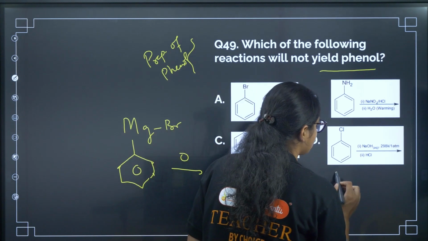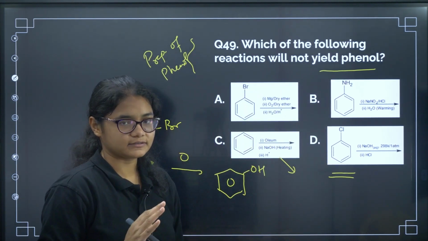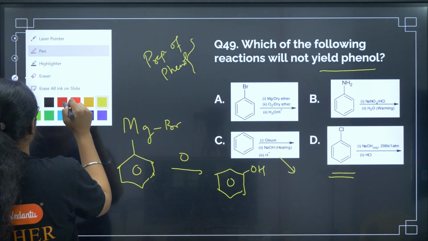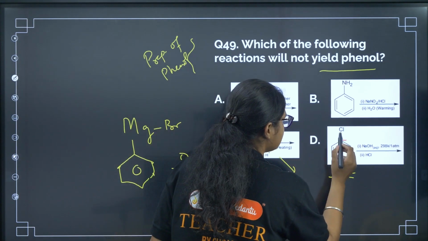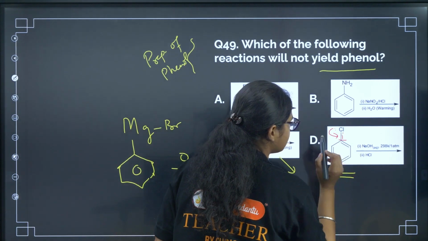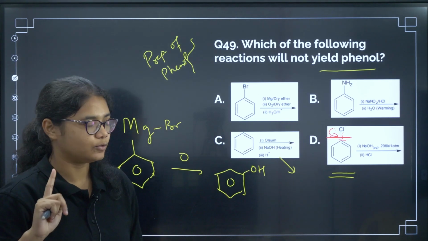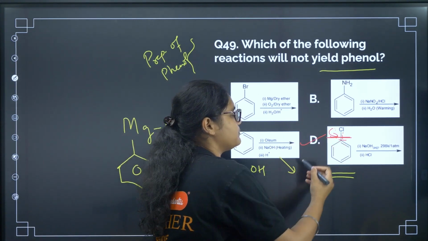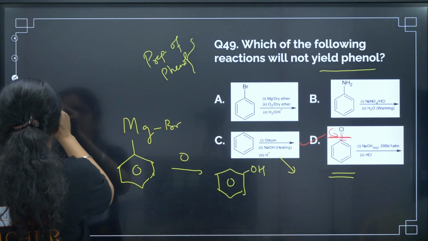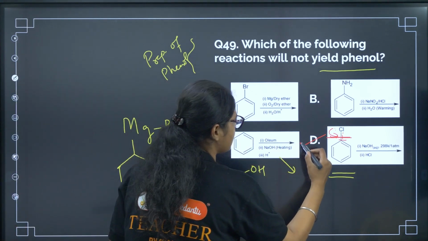Here, this method of preparation is difficult. The reason is that chlorine is bonded to an sp2 carbon, and there is a partial double bond, so it is very difficult to break the bond between this carbon and this chlorine. That is why this method of preparation is not correct. So the correct answer for this question will be option D.